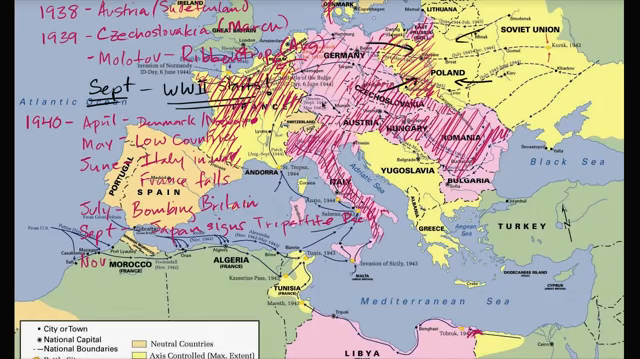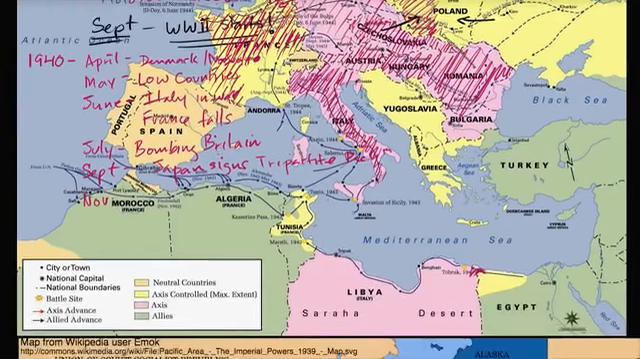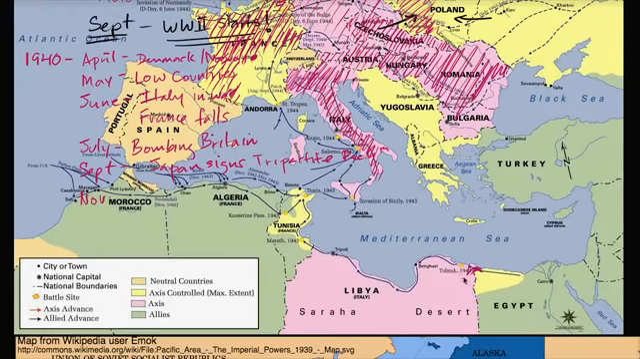The only slight saving grace for the Allied powers is what's happening over here in North Africa, is that eventually at the end of 1940, the British are able to drive the Italians back into Libya. So let me do this in a different color. I'll do blue for the Allies. So the British are able to drive the Italian forces back into Libya, and they essentially are able to defeat the Italians in Libya.